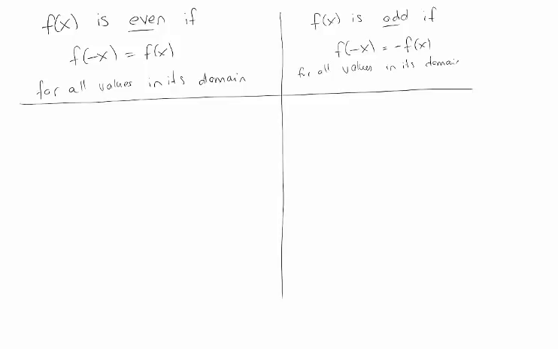Today we talked about even and odd functions. These are kinds of symmetry. The algebraic understanding of even and odd says that a function is even if f of minus x is the same as f of x, for every x that makes sense.